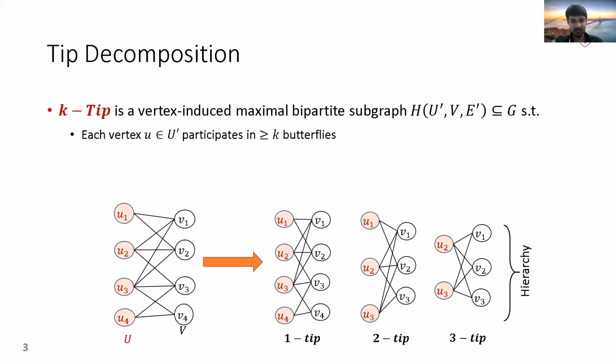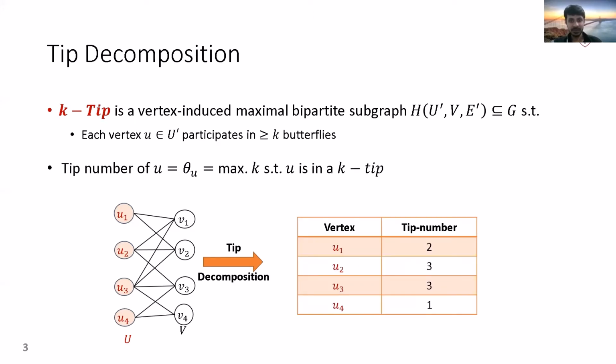Now, one thing you'll notice is that each k-tip completely overlaps with all the less dense k-tips. So for example, 3-tip is completely contained in 2-tip, which is completely contained in 1-tip. So the concept of tip number is introduced to efficiently store this hierarchy. Instead of storing all the subgraphs, for each vertex you just store one number, which represents the largest k for which that vertex exists in a k-tip. So it naturally exists in all the less dense k-tips. For example, vertex U2 here has a tip number 3, so it exists in 1, 2, and 3 tips.